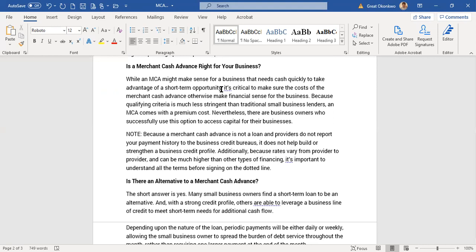Be compassionate with these people. Some businesses are digging their holes deeper if they get an MCA versus a traditional loan. But the problem is they want the money now. They need to decide if it makes financial sense, because the qualifying criteria is much less stringent. In other words, it's easier to qualify than with traditional small business lenders.